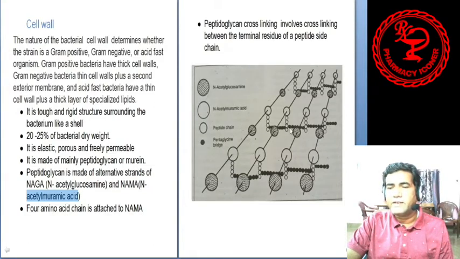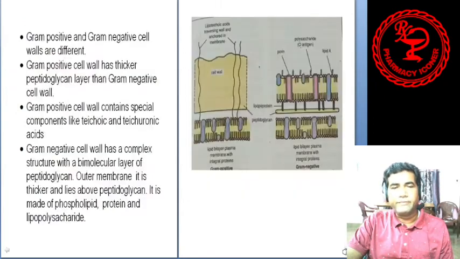So the chains are placed side by side. Now these chains are joined together by a pentaglycine bridge, a five amino acid pentaglycine bridge, and a peptide chain. These chains are interlinked to form the peptidoglycan layer. The function I have already discussed. It gives rigidity and protection, etc.